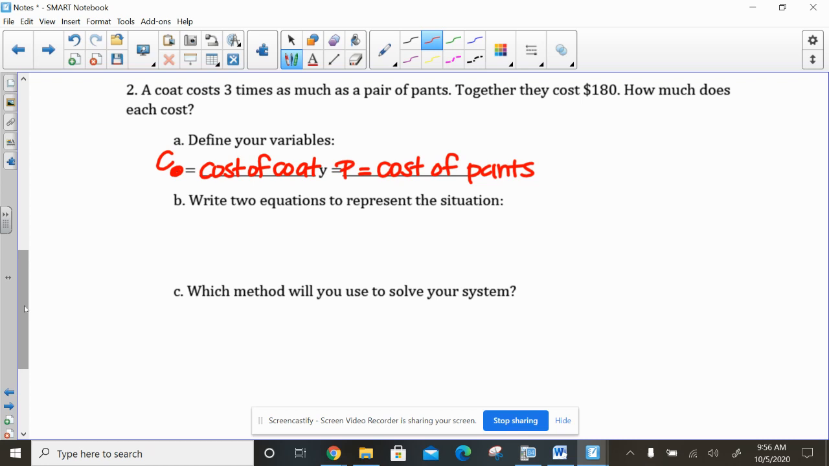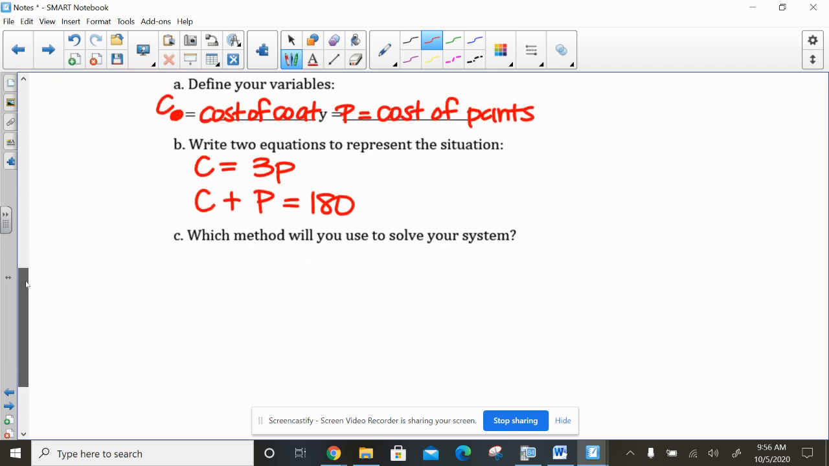Now, a coat cost, that's going to be my equal sign, 3 times. 3 times would just be 3P, because it's 3 times as much as a pair of pants. Okay, and then together they cost, so together means I'm going to add them. So on the first sentence, I'll have C equals 3P. 3 times a pair of pants equals the cost of the coat. Together, the coat plus the pants equal $180.